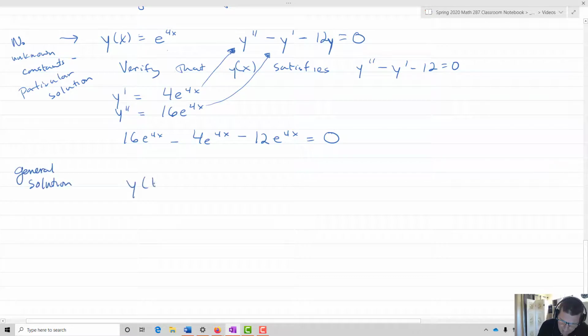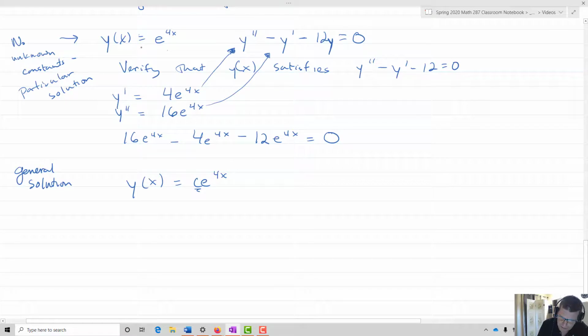What if we had y of x equals, and what you're going to see for these ones is ce to the 4x. Okay, so now we have a constant in front of the exponential. And so what we're going to need to do is show that this, in fact, also is a solution to y double prime minus y prime minus 12y equals 0.